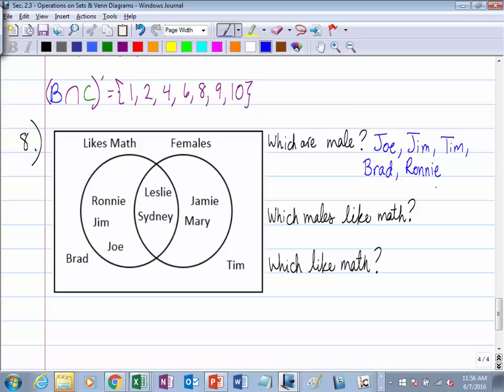And then which of these people like math? So that includes Ronnie, Jim, Joe, Leslie, and Sydney. Oh, which males like math? Good call. So those are Ronnie, Jim, and Joe. And then which ones just like math? So Ronnie, Jim, Joe, Leslie, and Sydney.